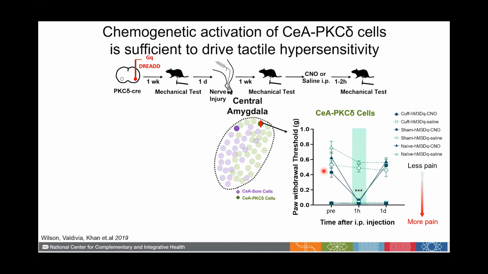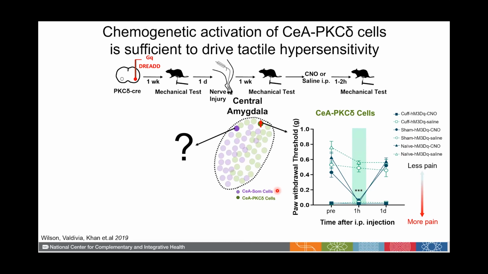But now what we see is that when we activate the neurons, all the control animals that are sham or naive, so they have no injury whatsoever, now show hypersensitivity that resembles the hypersensitivity observed after injury, but occurs in the absence of any injury. So this demonstrates that the PKC delta neurons can do both, increase and decrease pain, depending on whether we activate or inhibit them. So then we wanted to know what's going on with the somatostatin neurons.